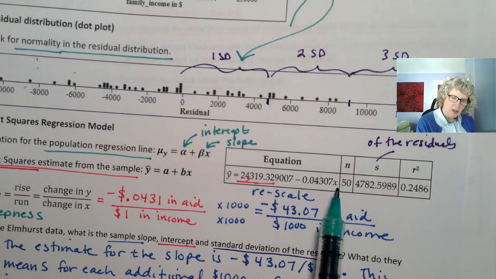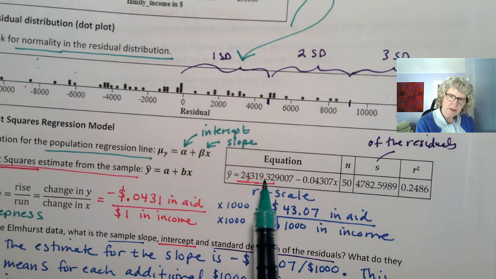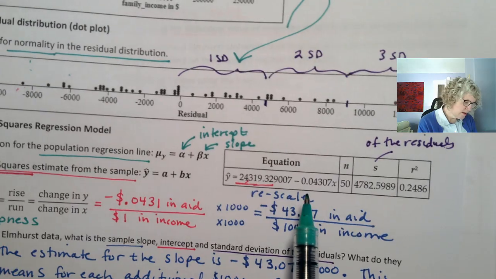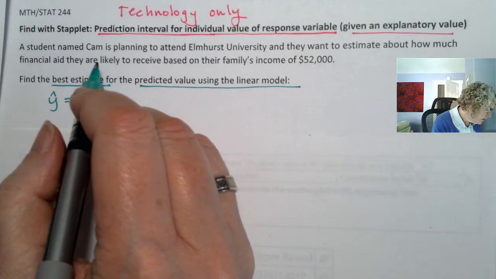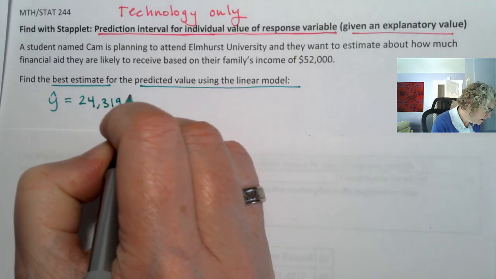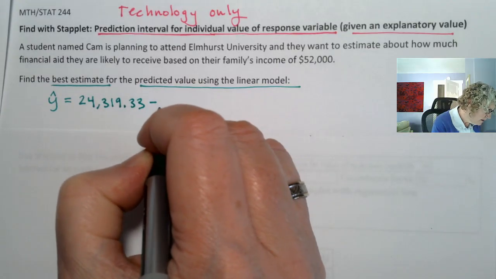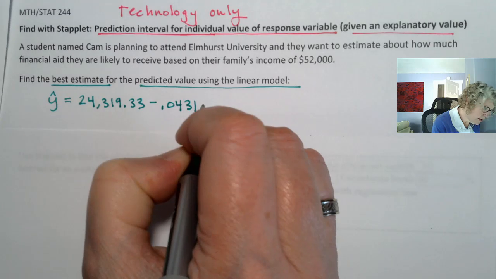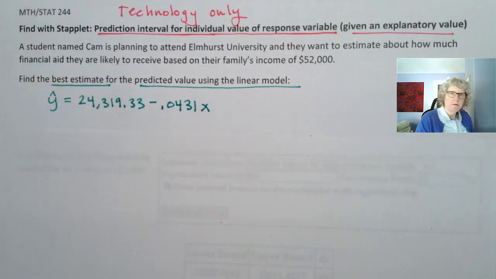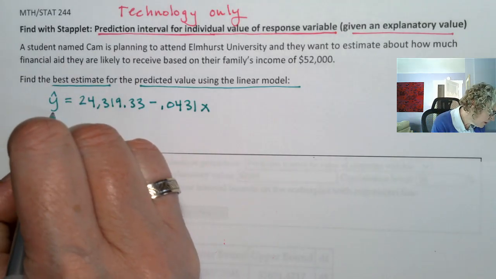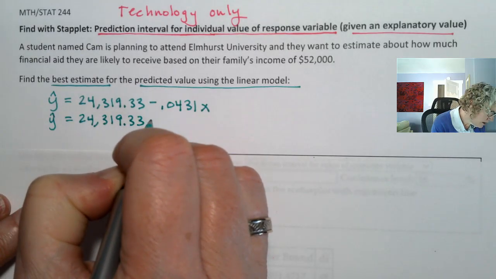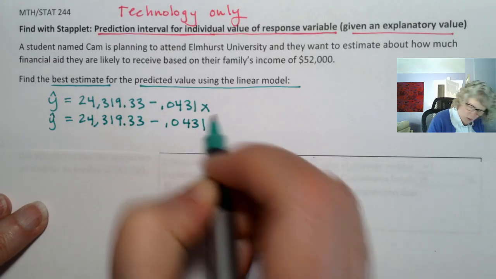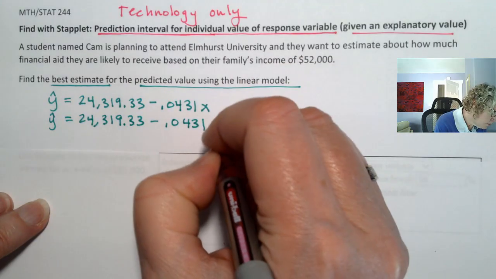I'm going to cut this down to cents and do 4 right there. So y hat is 24,319.33 minus 0.0431, and then x is our variable, but that's the value we're going to put in. So let me do that next. y hat is 24,319.33 minus 0.0431. Now I'm going to put in the 52,000.